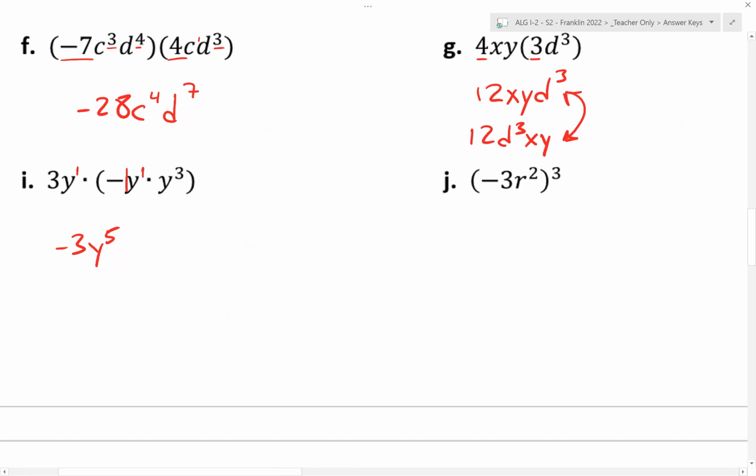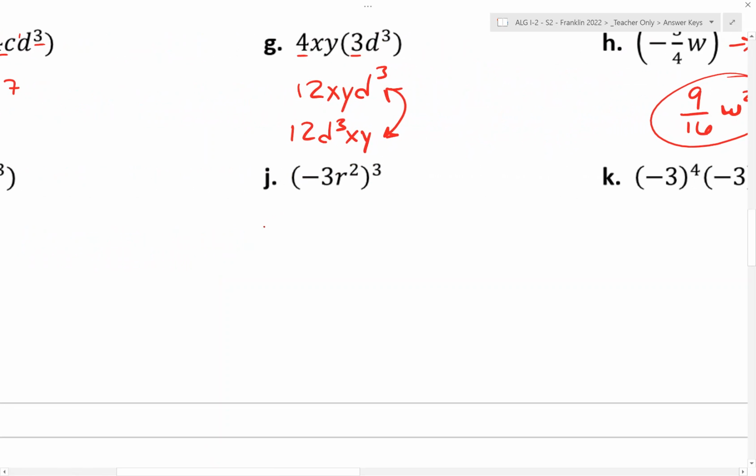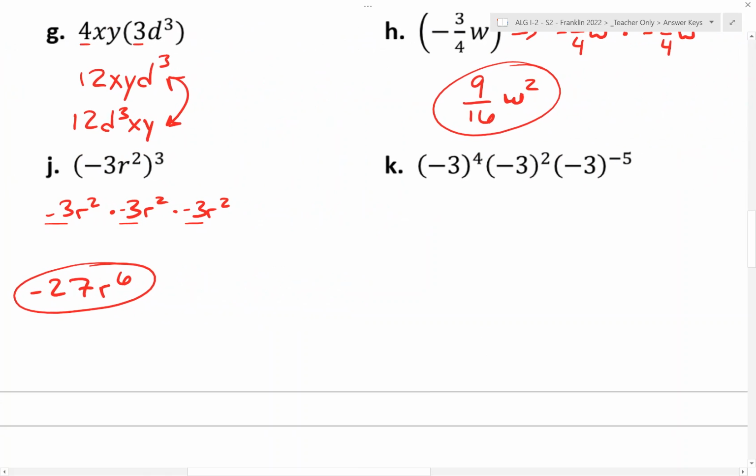On example J here, we've got another exponent. So negative 3r squared times itself 3 times. Just like that. We can break that up. So now just go through multiply. Negative 3 times negative 3 times negative 3 is negative 27. 3 times 3 is 9, times 3 is 27. Negative times a negative is a positive, times a negative is another negative. And then just add up the r's. We got 2, 2, and 2. That's r to the 6th. 2 plus 2 plus 2. So negative 27, r to the 6th.